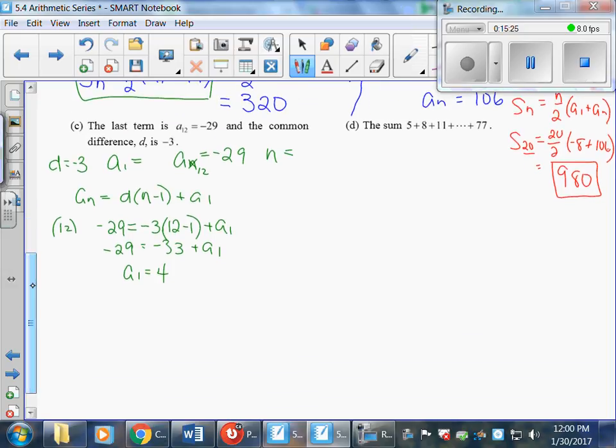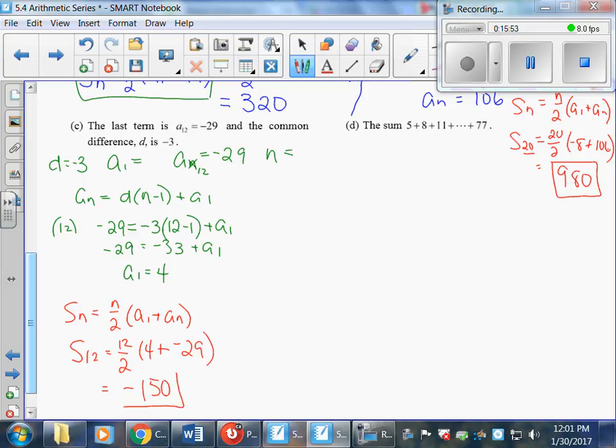Again, we're not done with this. We have to go back and do s sub n is equal to n over 2 times a1 plus an. So s sub 12 is equal to 12 over 2. The first term is 4. The last term is negative 29. And you put this whole thing in your calculator and you get negative 150.